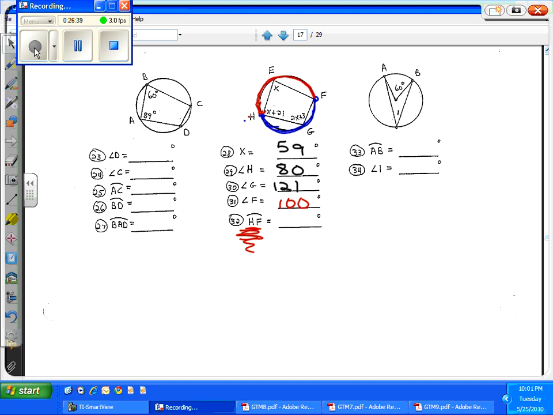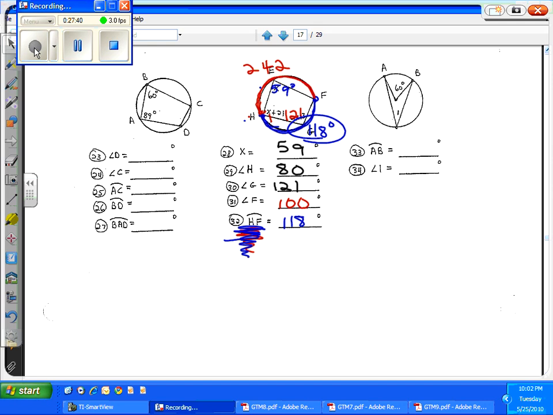Well, let's put our measures back in. x was 59 degrees. It's an inscribed angle. It's 1/2 the measure of its intercepted arc, and it intercepts the blue. So the blue is twice that, 118 degrees. The angle at G was 121 degrees. It intercepts the red arc. It's half of the red arc, so the red arc must be twice that, 242. Now this got named with 2 letters, so it must be the minor arc, which is the one less than 180, so it's the 118 degrees.